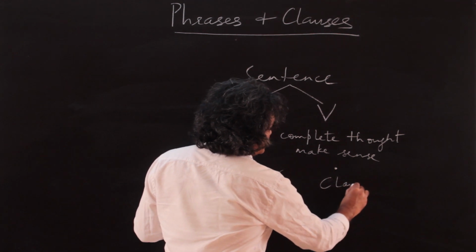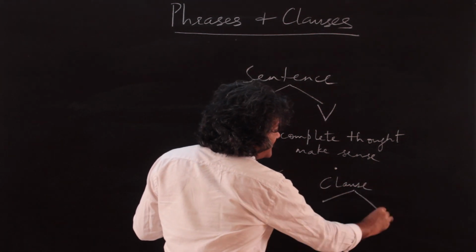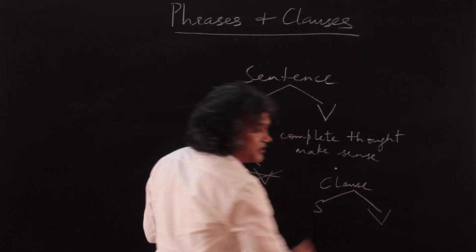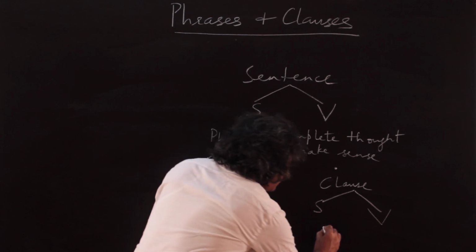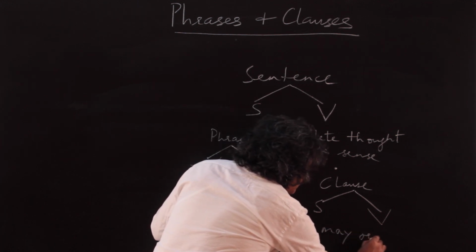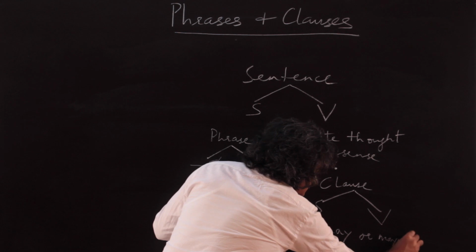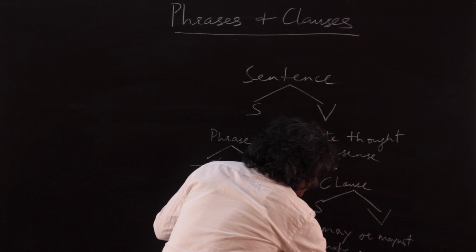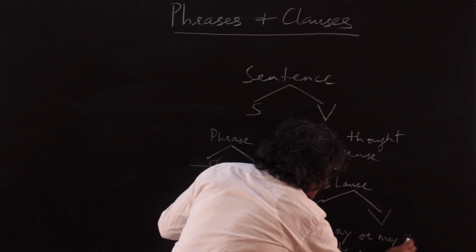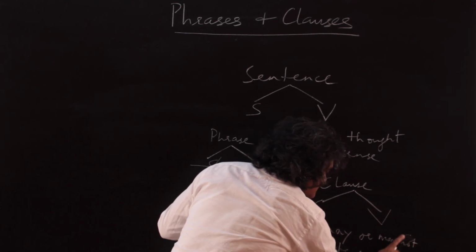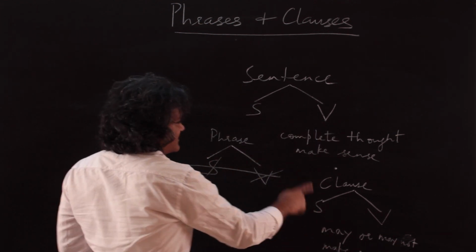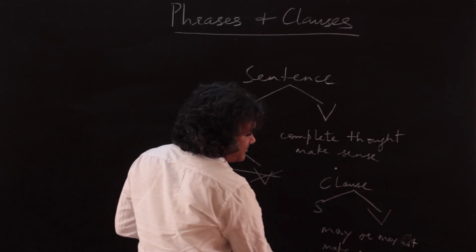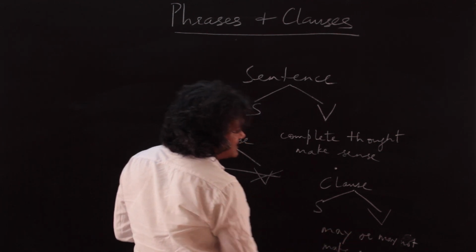A clause is a part of a sentence that has the subject and the verb both, but it may or may not make sense. Okay? There's a space here. So a phrase is a part of a sentence, a clause is a part of a sentence that has a subject and a verb, however it may or may not make sense.